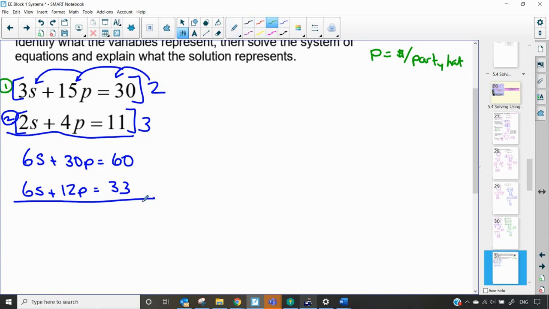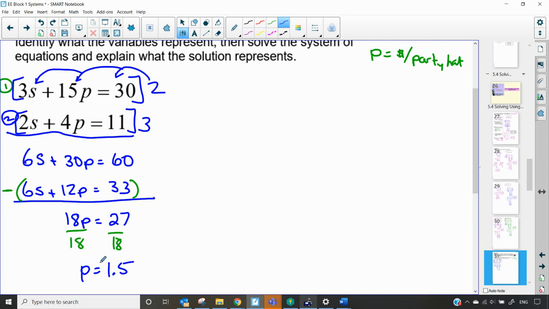All right, once we have this all multiplied out, we have to put our equal sign. We're going to put brackets around that second equation, and then we're going to decide what we do with our terms. Well, I have 6S and 6S, so they're the same signs, so I'm going to subtract. So 6 minus 6 is 0. 30 minus 12 is 18. So I've got 18P. And 60 minus 33 is 27. So to get P by itself, we're going to divide by 18. And P equals 1.5. Now I'm going to just leave that as a decimal for now.